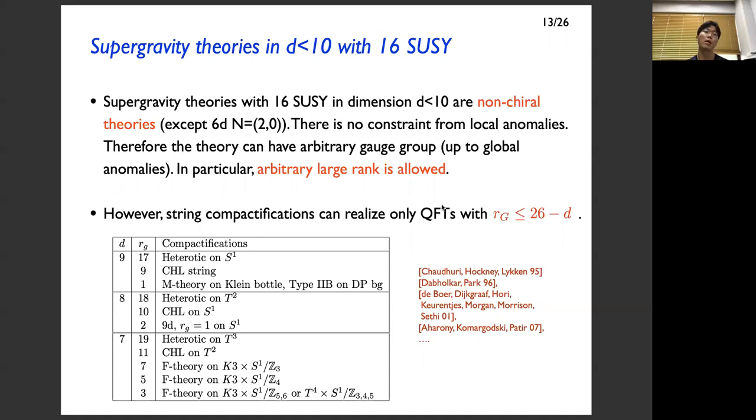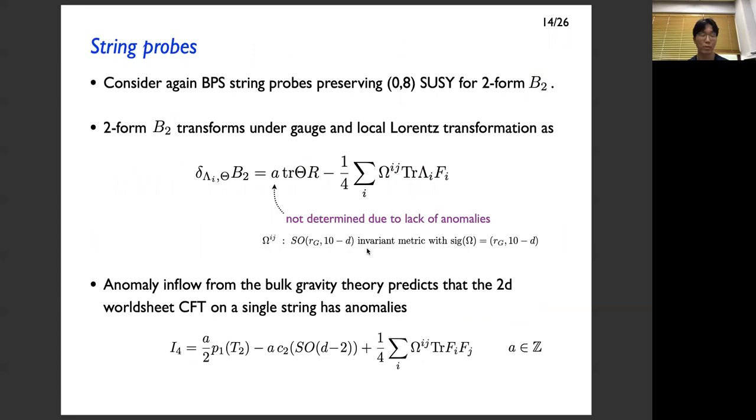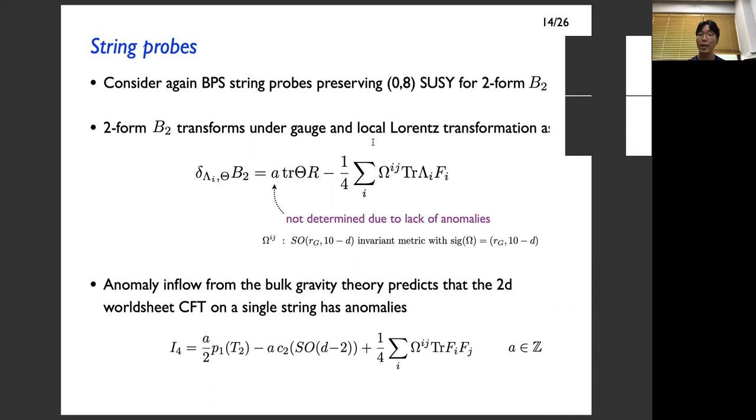And we'll again consider BPS strings. So all these supergravity theories in dimension less than 10 with 16 supersymmetry have a two-form gauge field. So we can consider BPS strings coupled to such a two-form field. And the completeness conjecture for this two-form field ensures the existence of these string probes. Again, the two-form transforms non-trivially under gauge and local Lorentz transformation. However, unlike 10D theories, these theories are non-chiral theories.